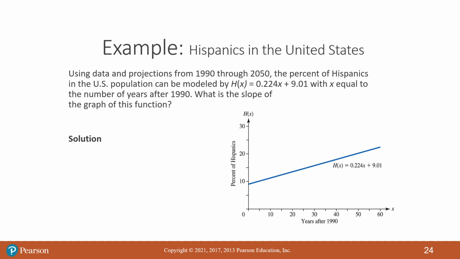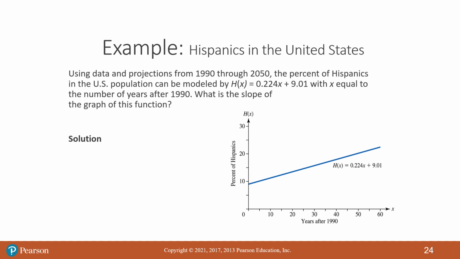Alright, let's look at this example. Hispanics in the United States. Using data and projections from 1990 through 2050, the percent of Hispanics in the U.S. population can be modeled by h of x equals 0.224x plus 9.01 with x equal to the number of years after 1990. What is the slope of the graph of this function?